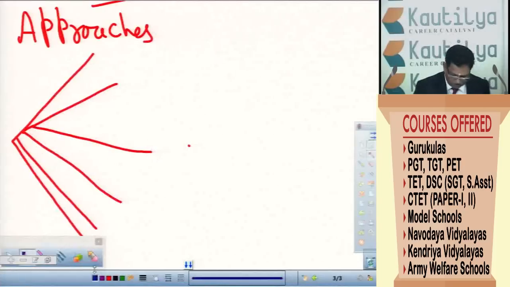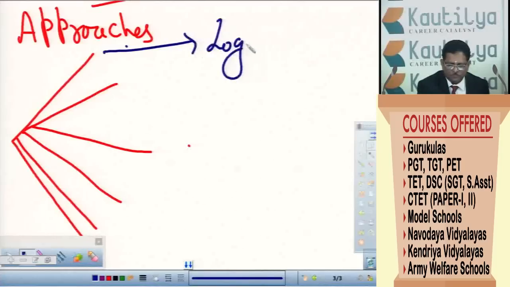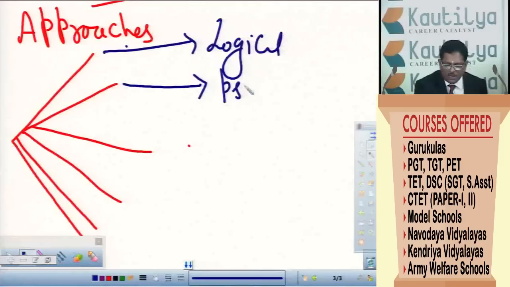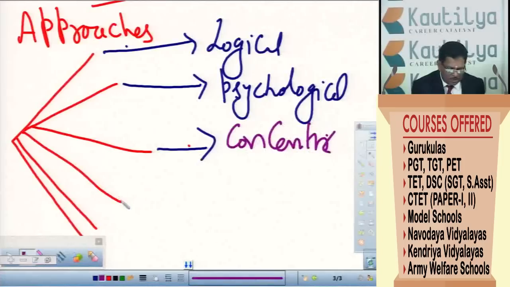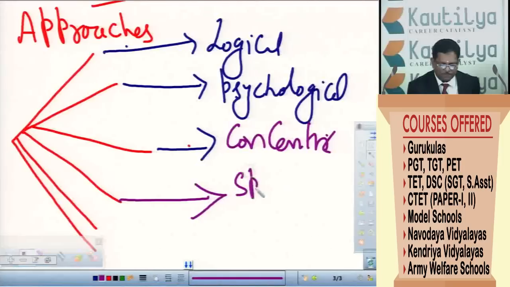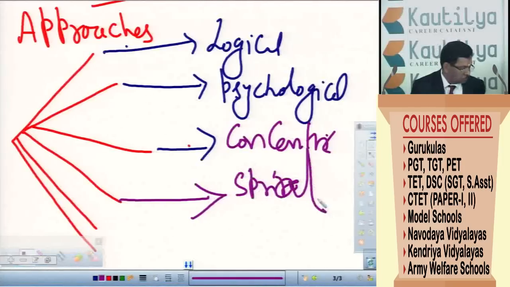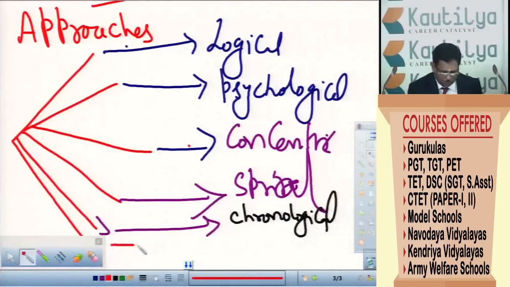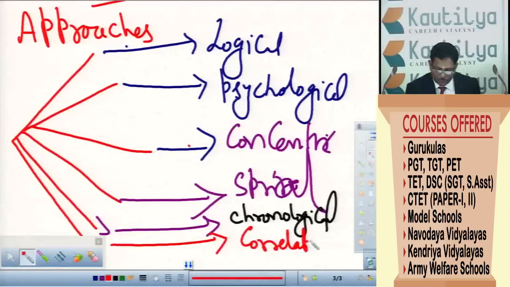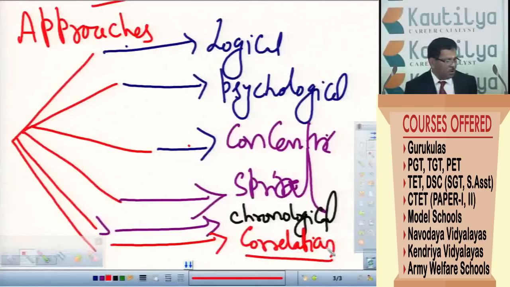The first is the logical approach, the second is the psychological approach, the third is the concentric approach, the fourth is the spiral approach, then the chronological approach, and the next one is the correlation approach. So these are the different approaches in constructing or designing the curriculum of social sciences.